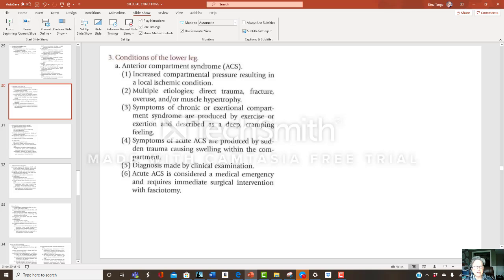Symptoms of acute anterior compartment syndrome are produced by sudden trauma, causing swelling within the compartment. Diagnosis is made by clinical examination. Acute anterior compartment syndrome is considered a medical emergency and requires immediate surgical intervention with fasciectomy.